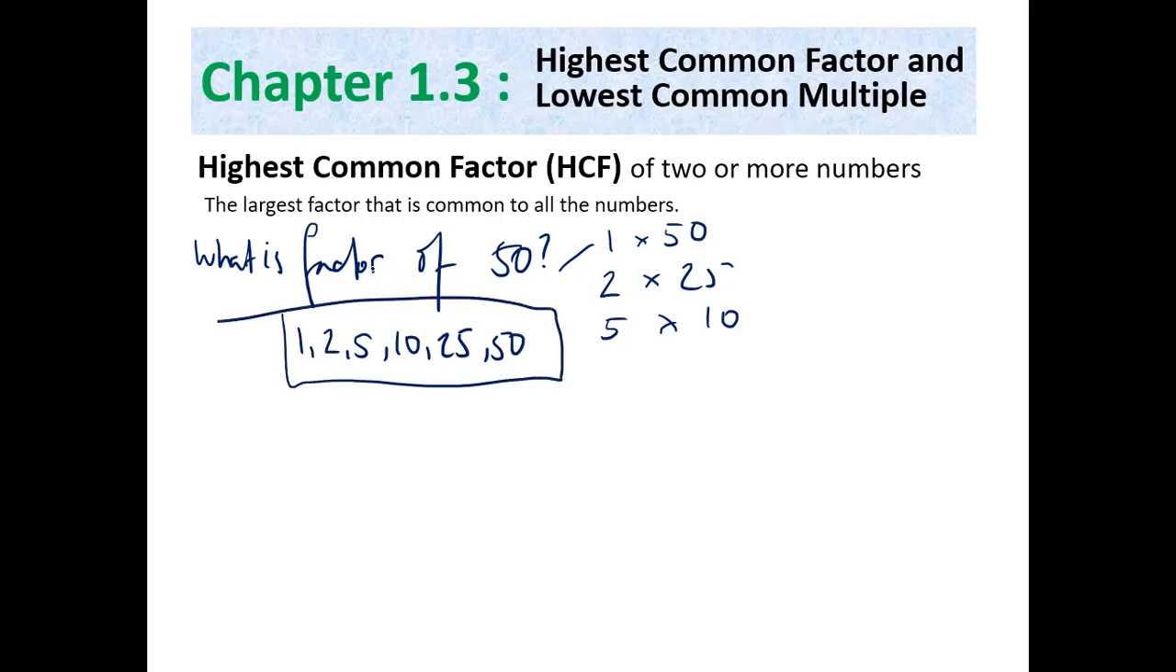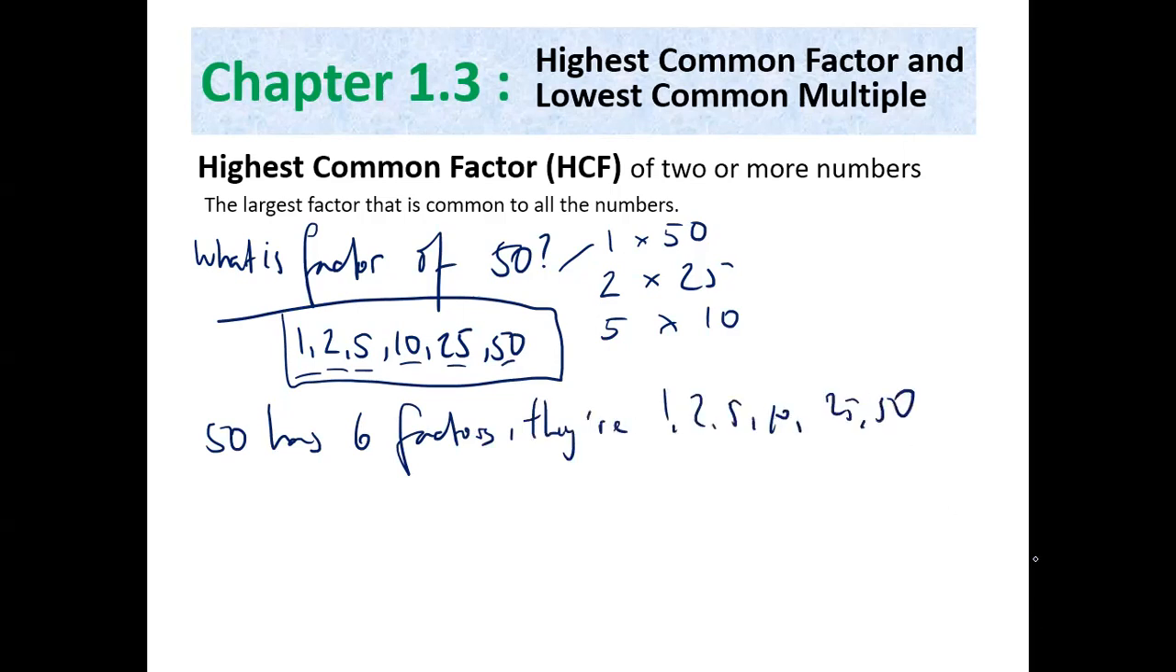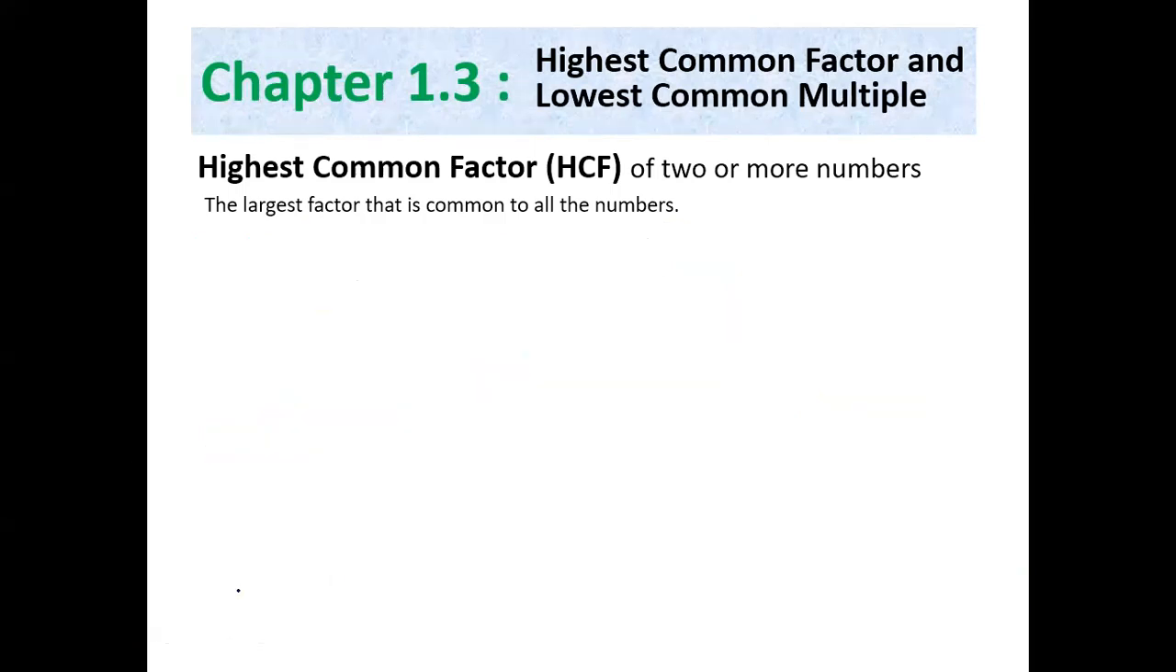So how many factors of 50 do we have? 1, 2, 3, 4, 5, 6. So 50 has 6 factors. They are 1, 2, 5, 10, 25, 50. And you can follow the same logic for a different number. I think this is quite simple for the factor, but we go to the easiest one.